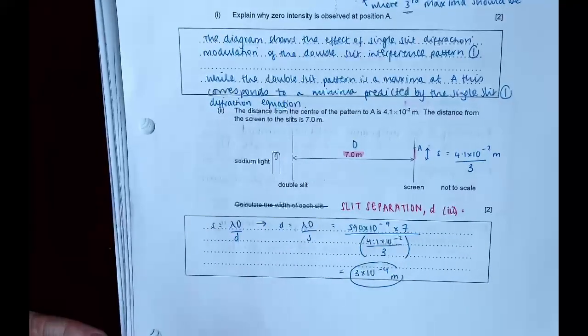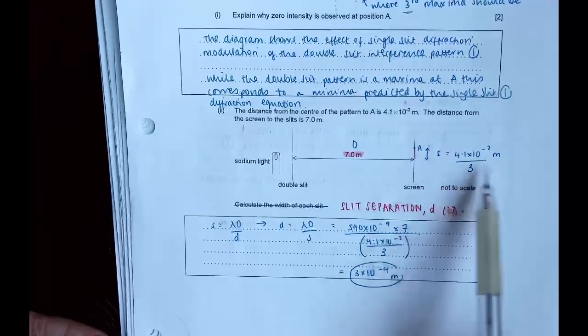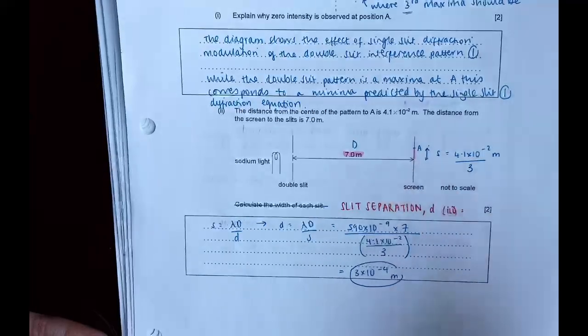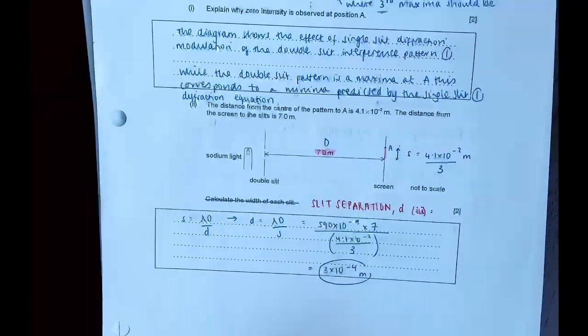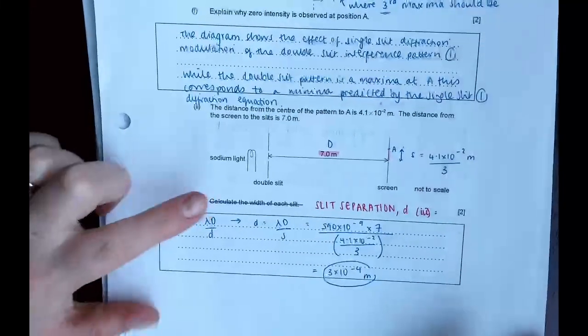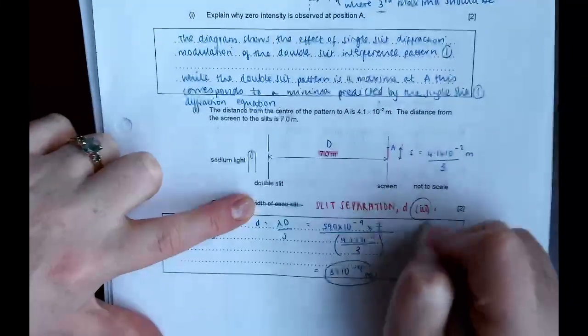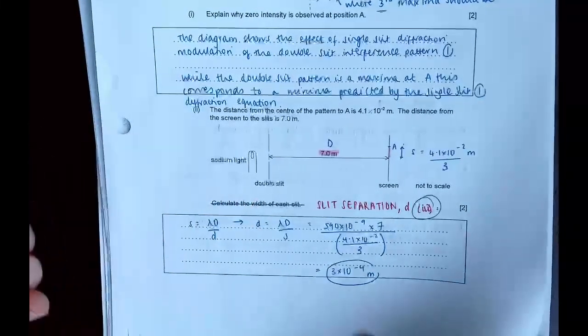So you can see fringe separation is equal to lambda big D over little d. You are asked for the slit separation little d. Lambda you're given in the question, D you're given in the question, and then S is the value that they told you to A but divided by 3, because you're actually only looking for the distance to the first maxima there. And then when you do that, you get a slit separation of 3 times 10 to the minus 4 meters.